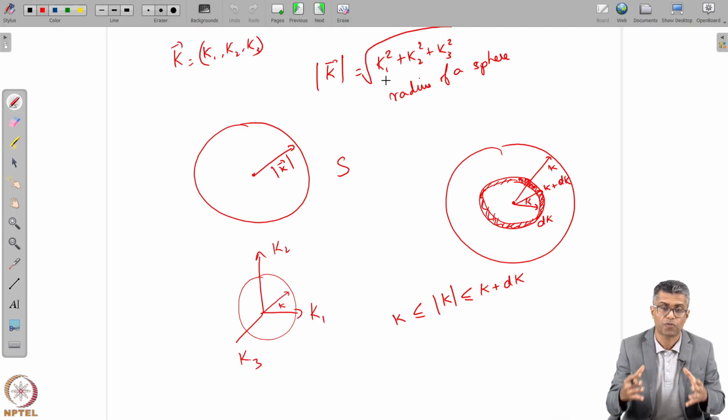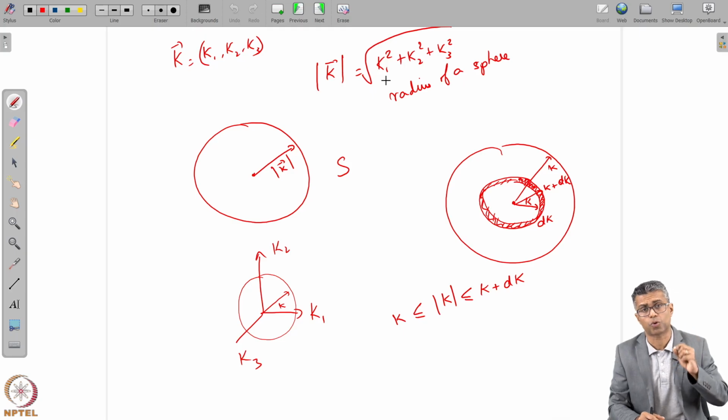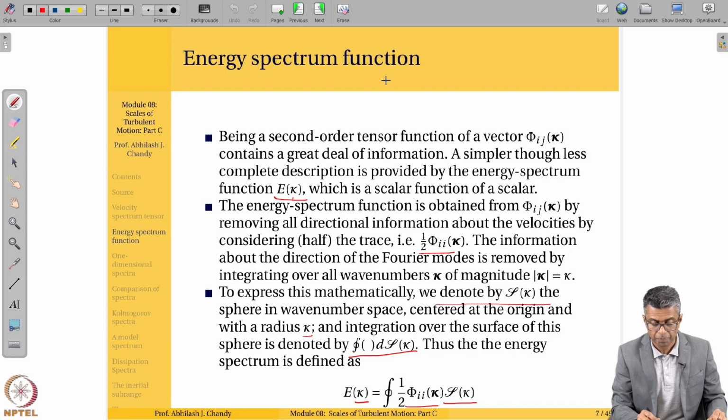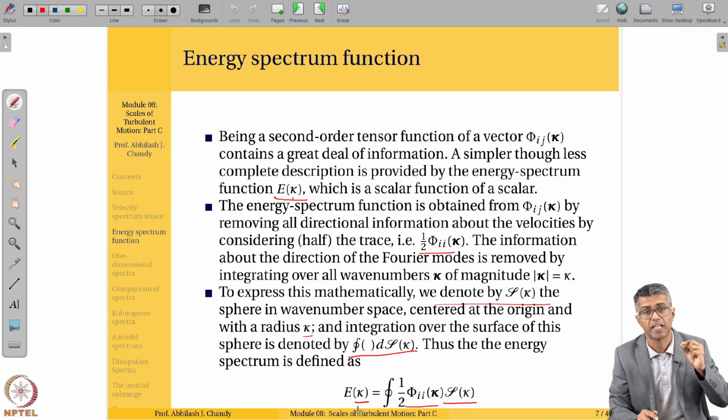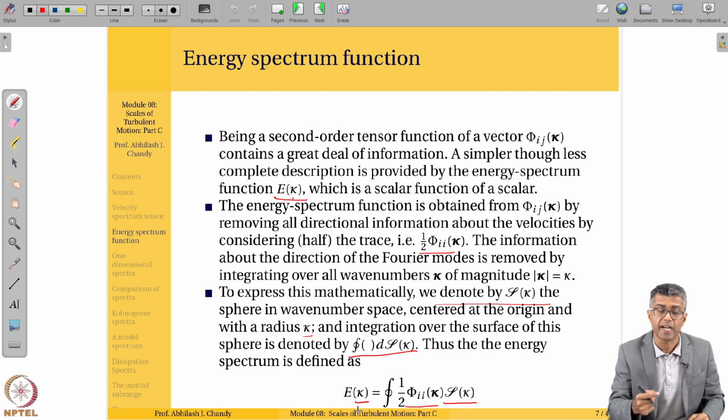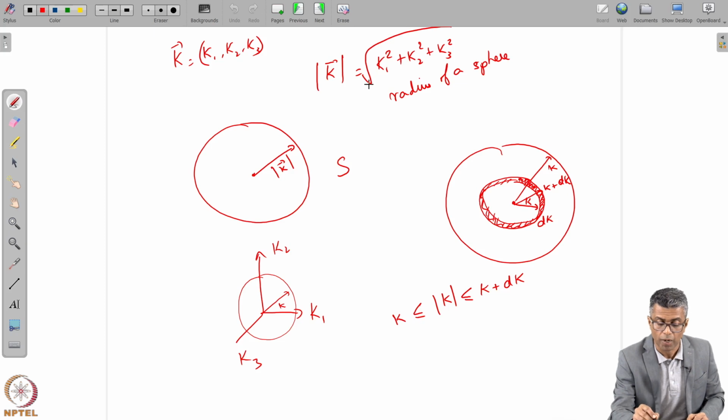So you can consider the wave number space as a sphere, with the radius being the square root of kappa 1 squared plus kappa 2 squared plus kappa 3 squared. And you are integrating over that sphere. So here, when you want to find the energy spectrum function, you are finding the energy in each wave number, meaning in each shell with a radius given by the wave number magnitude kappa equal to the square root of kappa 1 squared plus kappa 2 squared plus kappa 3 squared. That is what is shown here in the shaded area.